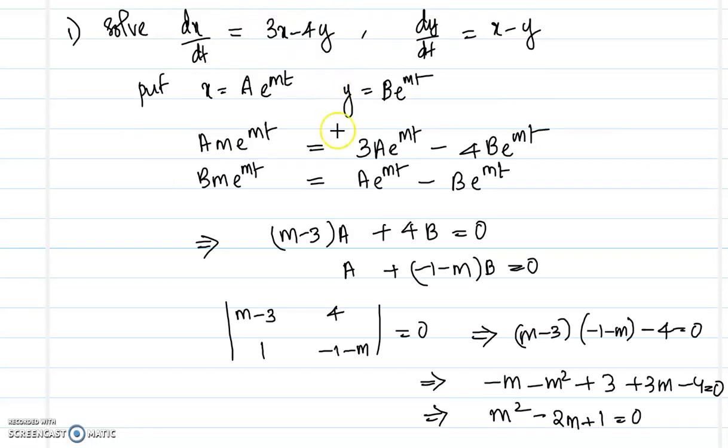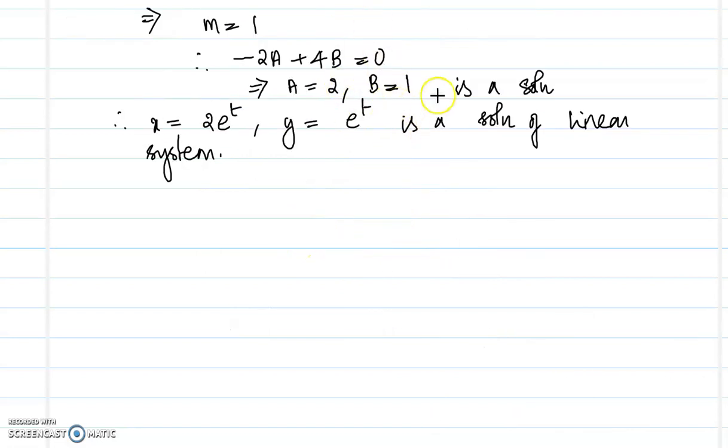Now substitute the value of m in our equation. So we will be getting (1 minus 3)a plus 4b, that will be minus 2a plus 4b, and then you find a value of a and b such that it satisfies the equation. When we find a and b here, you can get infinitely many values for a and b. Choose any one such value for a and b. Here I have taken a equal to 2 and b equal to 1. So we will get x equal to 2 e raised to t and y equal to e raised to t as a solution of the linear system.